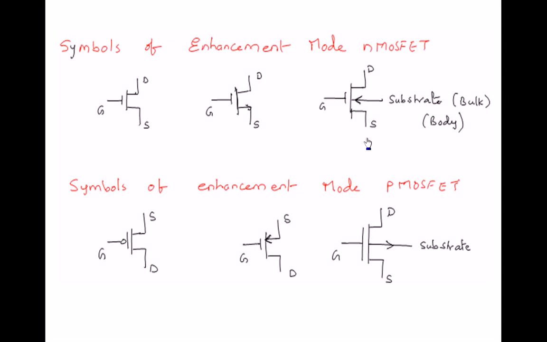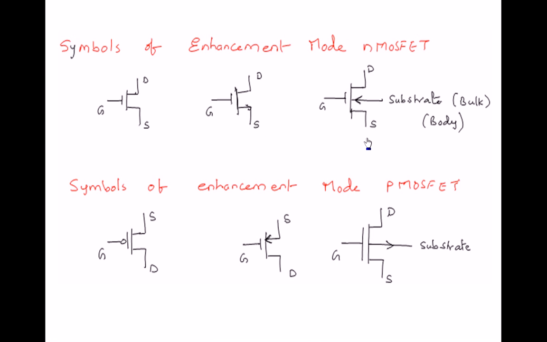Now we will see the symbols of MOSFET. MOSFET can be of two types: one is enhancement mode, as well as depletion mode. Enhancement mode and depletion mode can both be either NMOS or PMOS. Most of the time we are going to use enhancement mode MOSFETs. Depletion mode MOSFETs are only used for active load purposes.